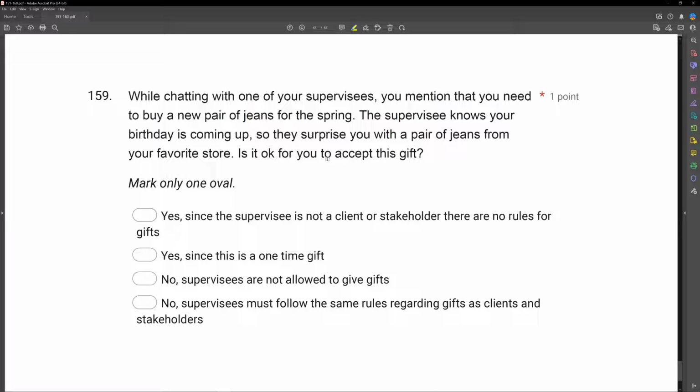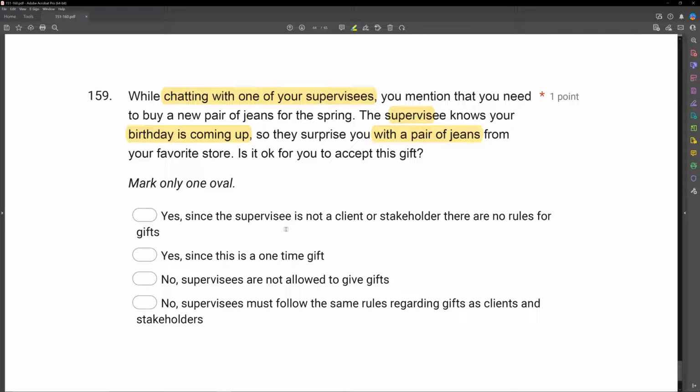Interesting, right? The BACB just changed the gift code, right? What we can and can't accept as far as gifts go. And the new rule is $10 on a non-regular basis, essentially, right? That's our gifting rule. Now, that's for clients and stakeholders. Do those same rules apply to supervisees? Because you're chatting with one of your supervisees, and the rules for relationships are sometimes different for supervisees and trainees. So if your supervisee knows your birthday is coming up, and they buy you jeans, do you accept that gift?